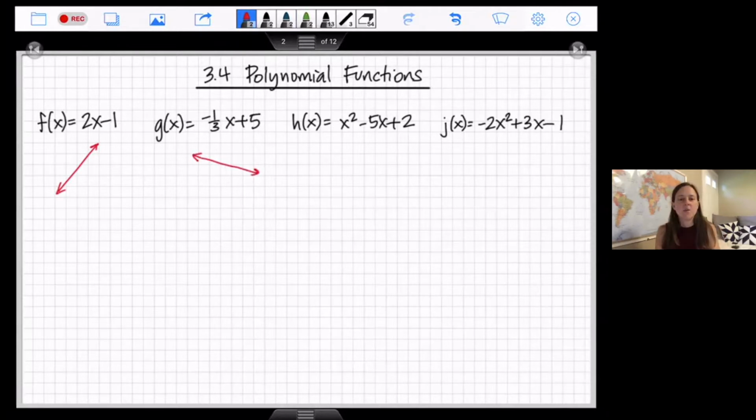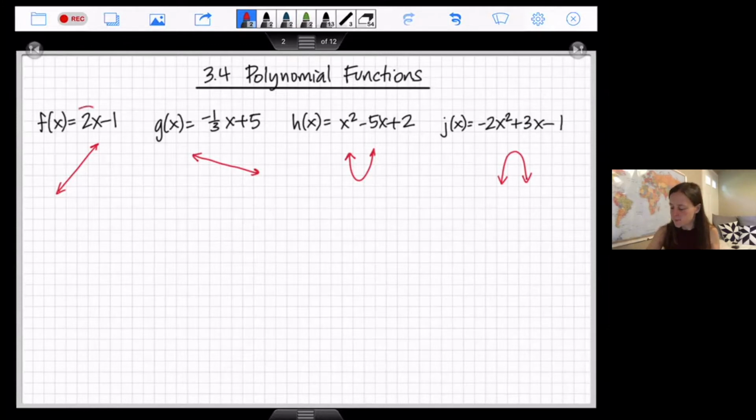Okay. All right. Then with the x squared graphs, I know that h of x is going to look like this because it's got a positive x squared term. And I know j of x is going to open downwards because it's got that negative 2x squared. All right. So notice that to draw all four of those graphs and figure out where the arrows are going, I didn't have to look at anything but the first term, right?